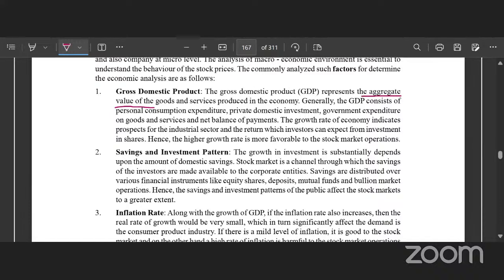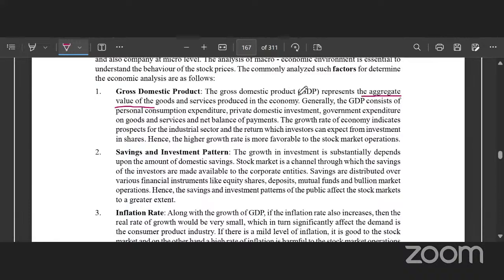And we became the fifth largest economy in the world, right, surpassing the UK, and we are expecting to be the third or second best economy in the world, maybe by 2047, right? And we would like to become a developed economy, right? So GDP consists of personal consumption expenditure, private domestic investment, government expenditure, right, like C, G, I and all, right?